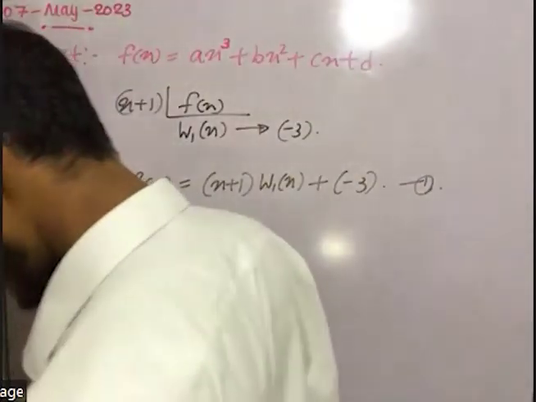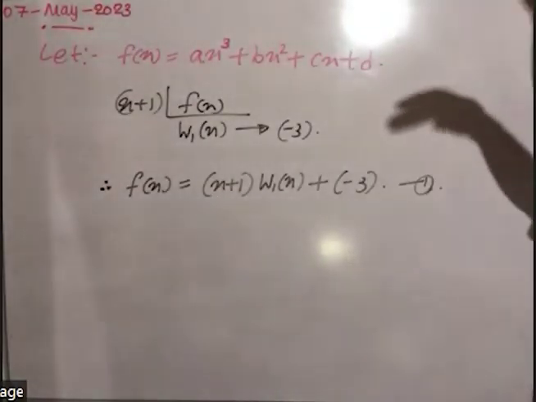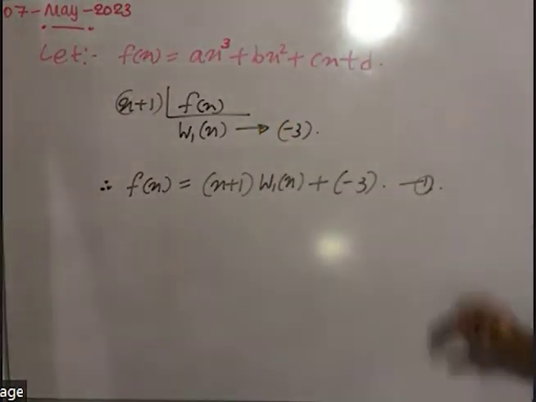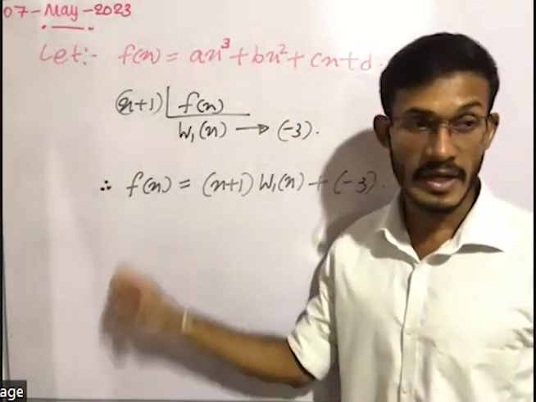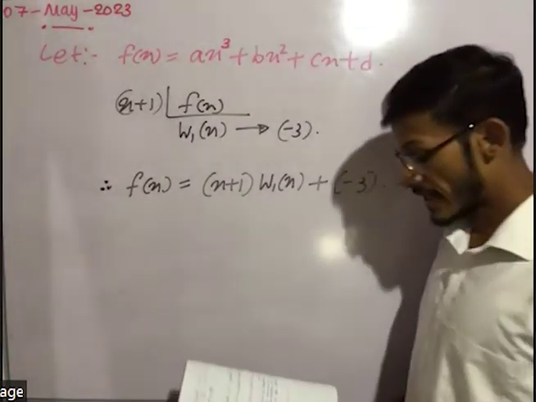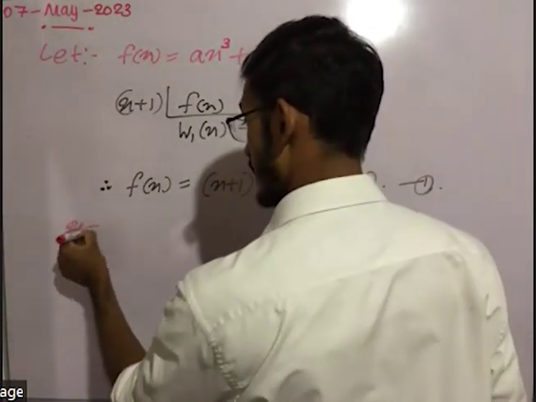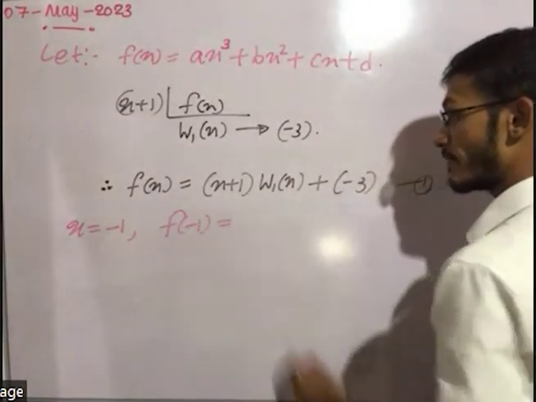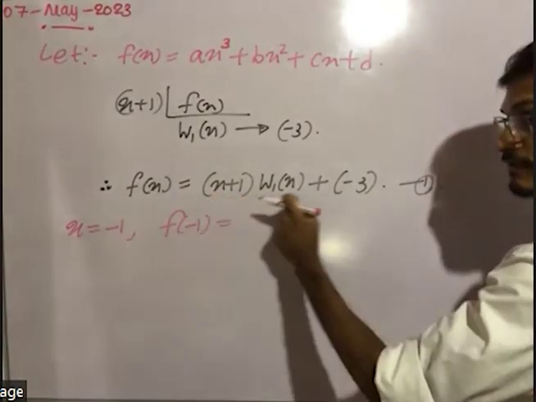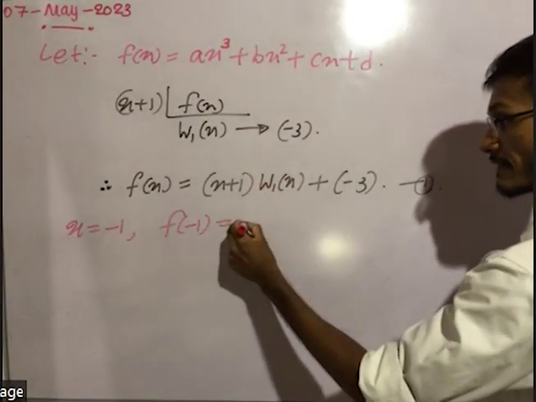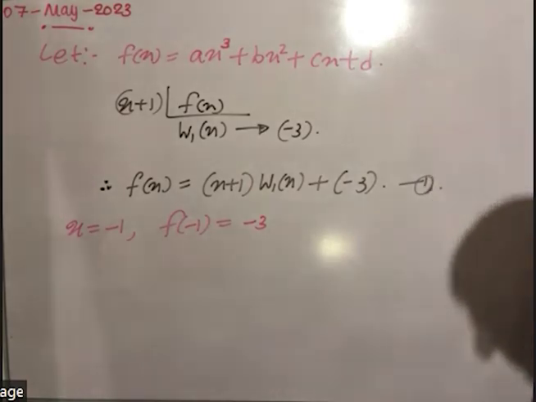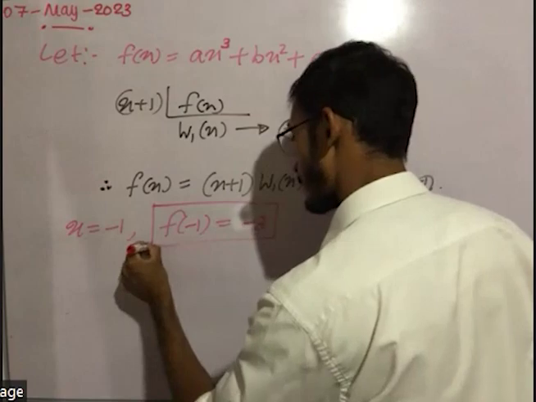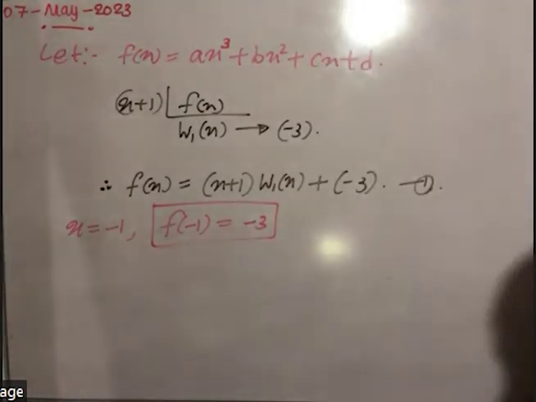Now we can use this. They have said that when the polynomial f(x) is divided by x plus 1, the remainder is minus 3. So using that detail, we can write down this identity. Now when x equal to minus 1, f(minus 1) will become, so when x equal to minus 1, this term will become 0. Then f(minus 1) will become minus 3, right?